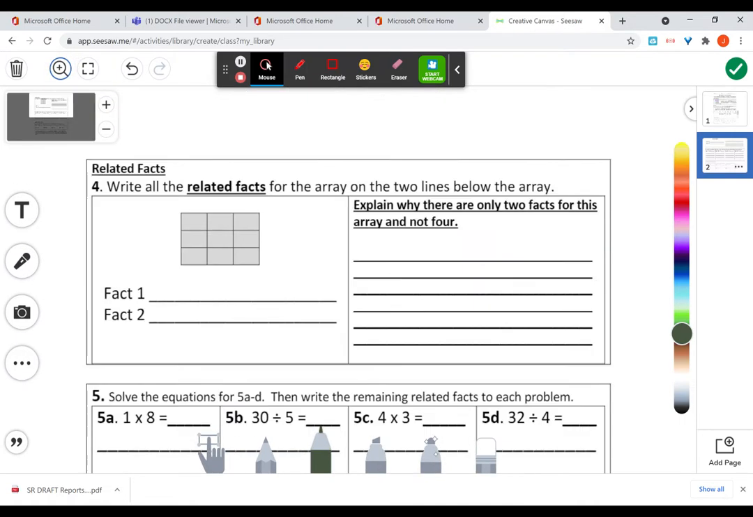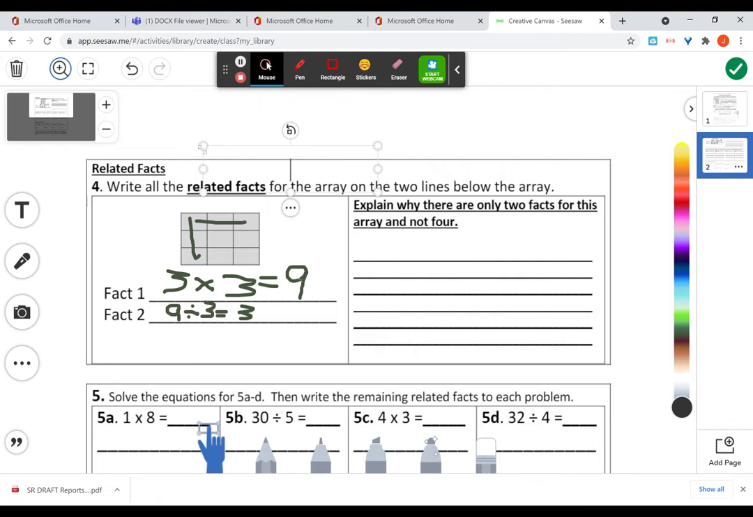Now with page 2 here, we have an array. And the array is asking for us to write a fact. And then we have to explain, well, why is there only 2 facts for this array? So if I go ahead and write my fact, I see that I have 3 rows, and I'm going to times that by 3 going across. And that's going to be 9 because there's 9 altogether. So the only other fact in this fact family is going to be the division. We're going to say 9 divided by 3 is going to be 3.